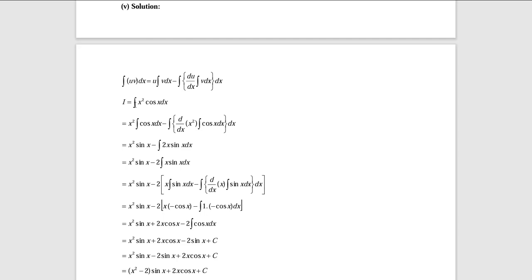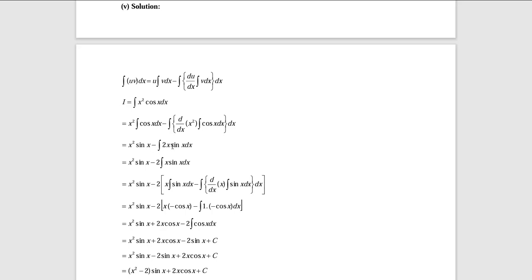Here in this problem we have to integrate x square cos x dx. Now to apply this formula, let us assume x square as our u and cos x as our v. So according to this formula, first we have to write u, so we wrote x square. Next we have to write integration of v, so we wrote integration of cos x, which is our v. Then we have to write minus whole integration of d dx of u, so we wrote d dx of x square, since x square is the u. Next we have to write integration of v, and v means cos x, so we wrote integration of cos x. Now x square is written as it is, and integration of cos x gives us sin x.